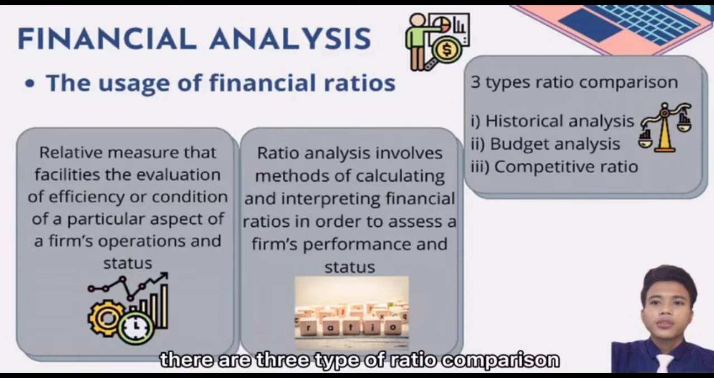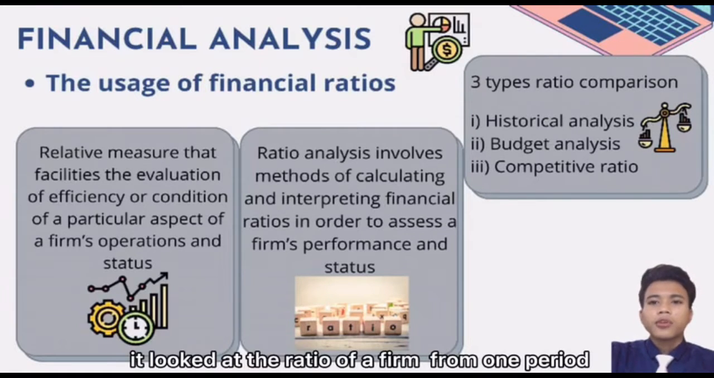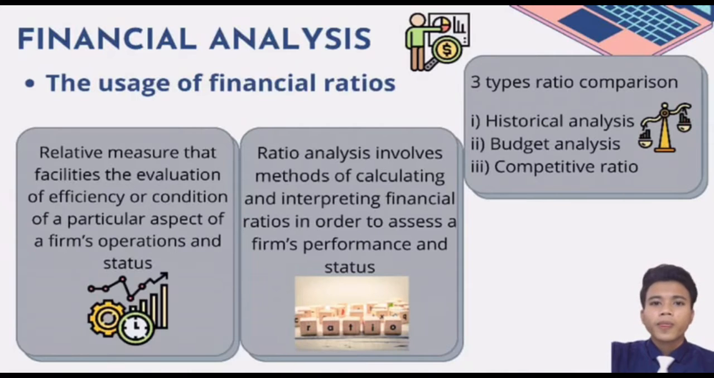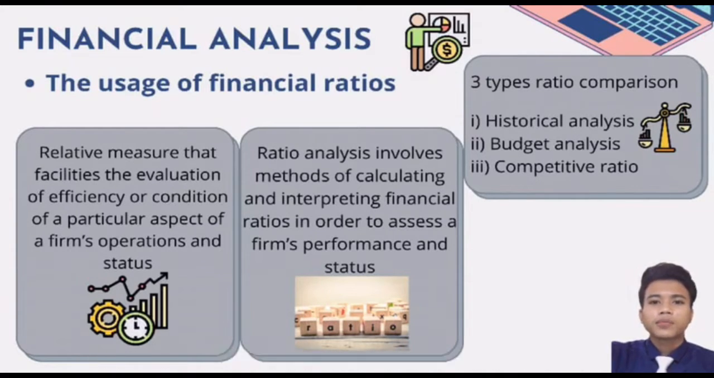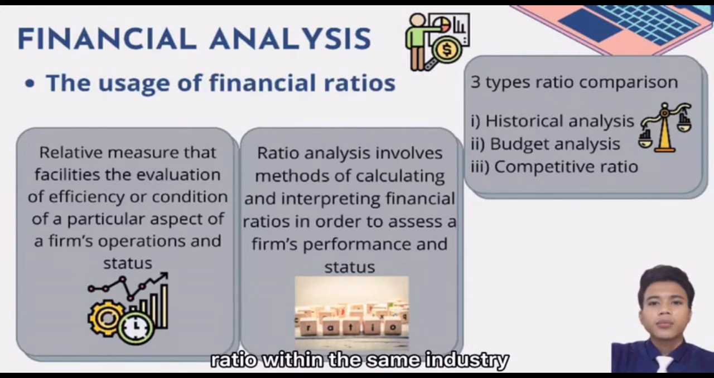There are 3 types of ratio comparison. The first is historical analysis. It looks at the ratio of a firm from one period and compares it to the same ratio from another period. Second is budget analysis. It compares the actual performance ratio of a firm with the firm's projected performance ratio. And number 3 is competitive ratio. It compares the ratio of a particular firm with other firms' ratios within the same industry.